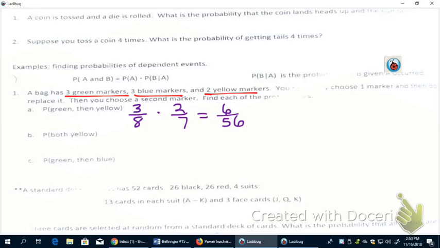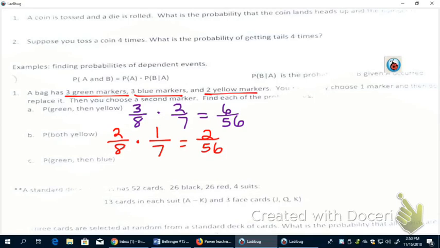Okay? Probability that they're both yellow. What is the probability that the first one's yellow? 2 eighths. And then, okay, so I have that yellow one. It's now sitting to the side. What's the probability that I choose another yellow? 1/7. It's not 2 anymore because I've chosen 1, so it's 1/7.